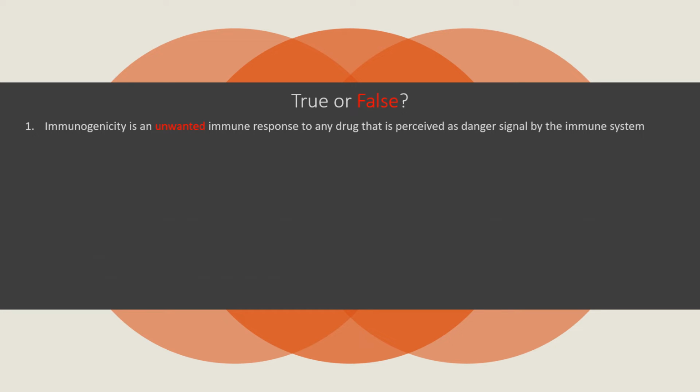Let's take a look at the first questions. Immunogenicity is an unwanted immune response to any drug that is perceived as danger signal by the immune system. This is false because in the case of some vaccines, this is a wanted immune response, not in the nucleic acid technology of vaccines, but in all the others.